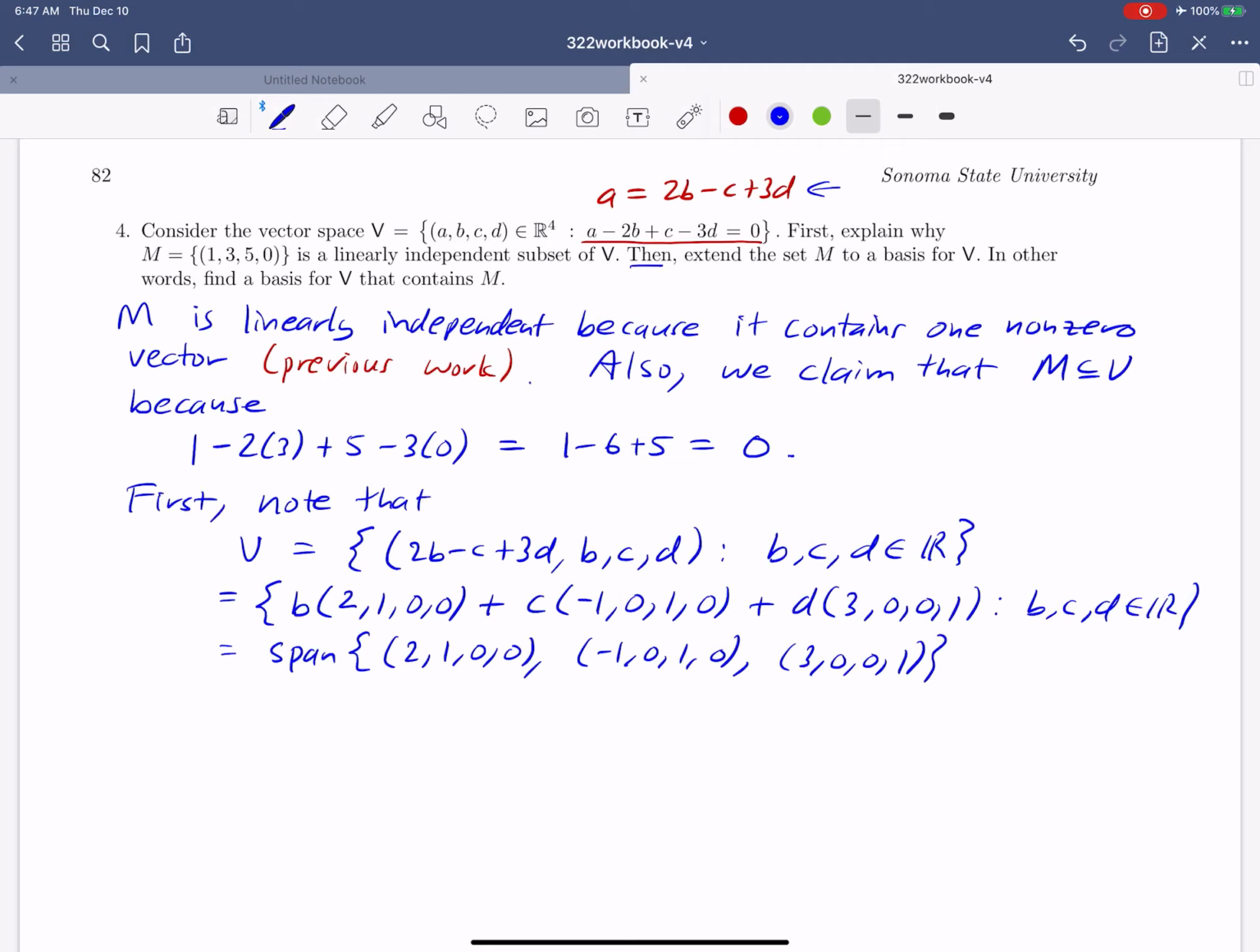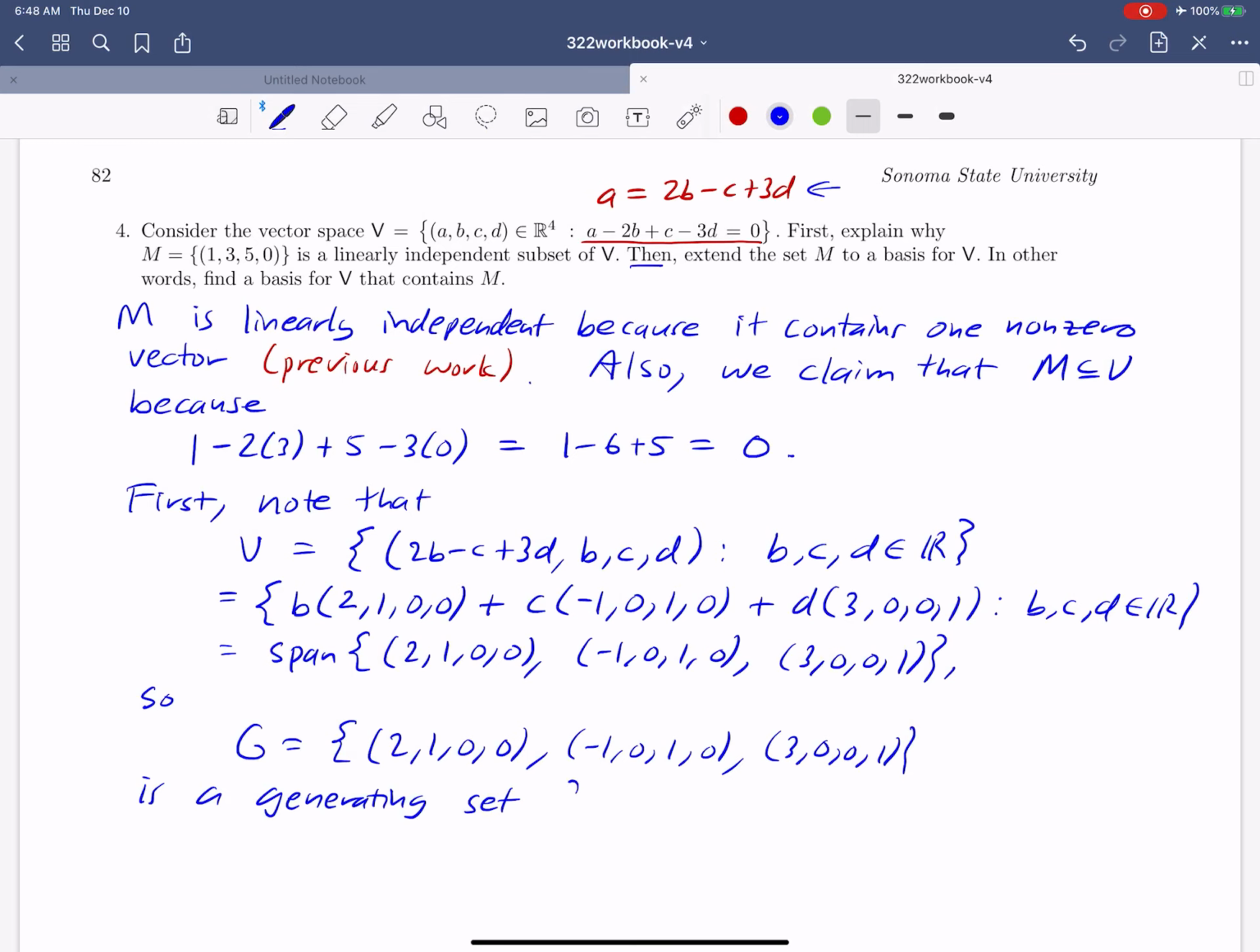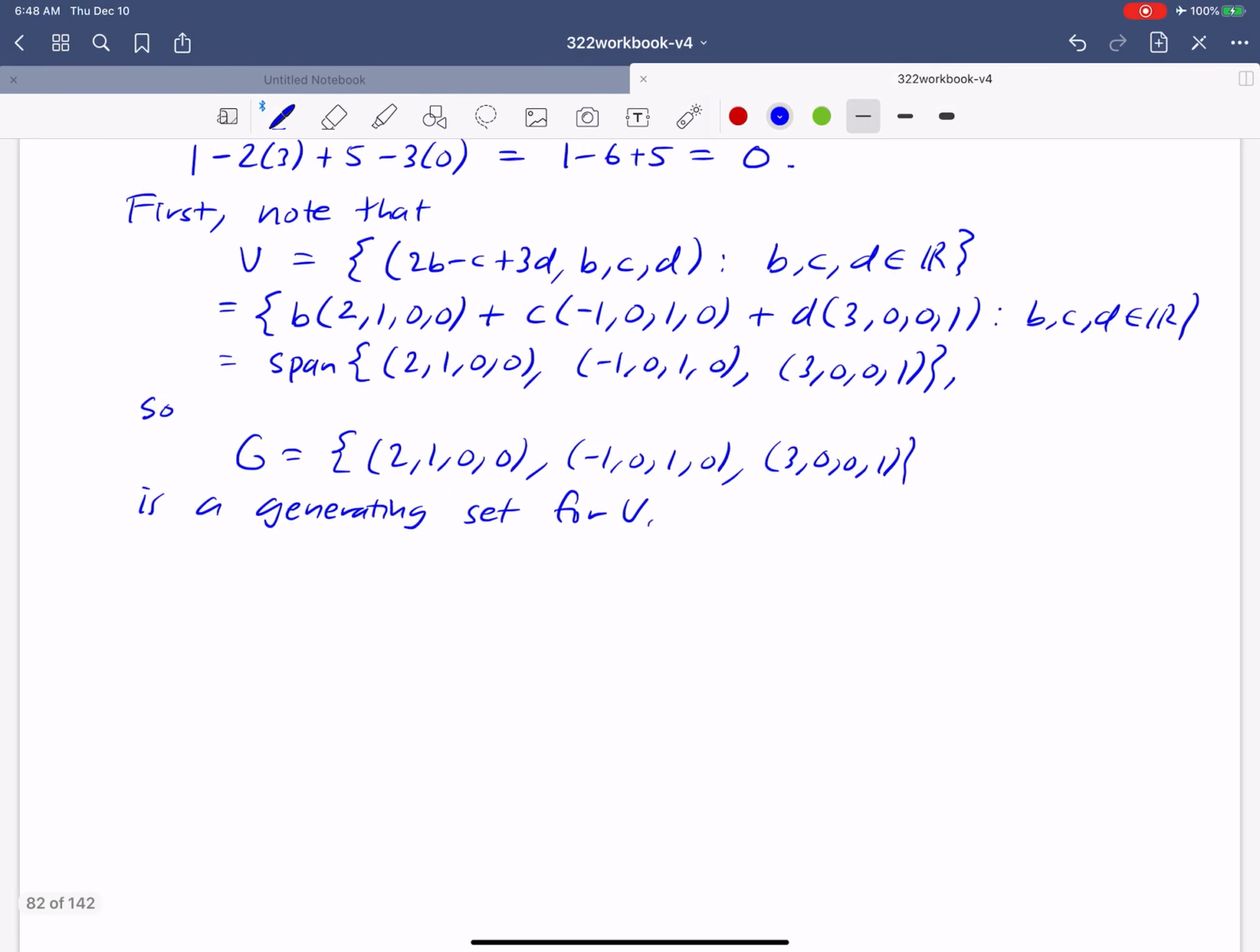I'm going to just double check and make sure that I wrote everything right here. Okay, looks good. And so we can see our generating set now. We've written V as a linear combination of three vectors, and so G, the set that contains those three vectors, is a generating set for V. Okay, let's give ourselves a little bit more space here.